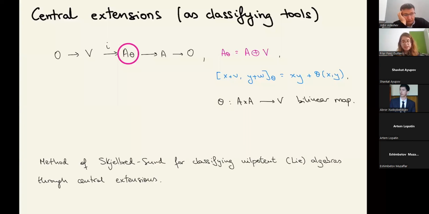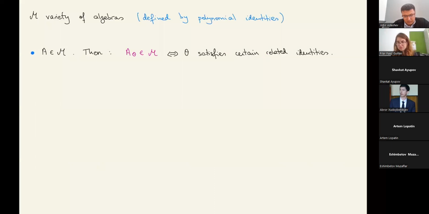Okay, what else? I said that I wanted to speak about central extensions as classifying tools. So these A sub theta are going to be the key part of the method of Skjelbred and Sund for classifying nilpotent Lie algebras at first, but then we can write adaptations of this method for every variety of algebras defined by polynomial identities. More or less, this is how it works.